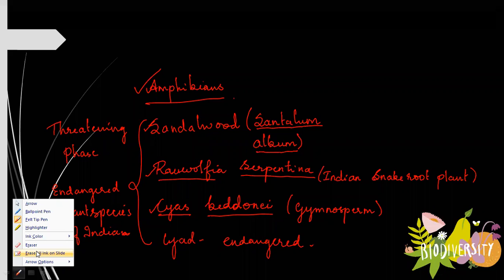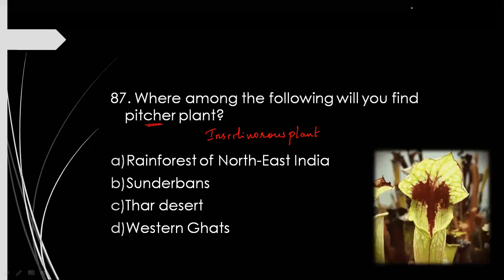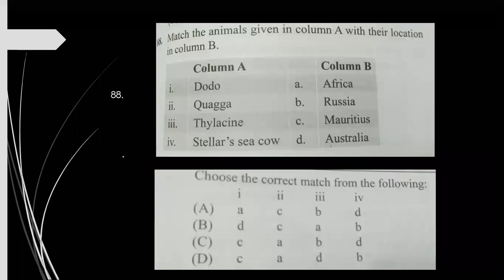Okay, so let me go to the next questions. Where among the following will you find the pitcher plant? Pitcher plant is nothing but Nepenthes. Where among the following can you see the picture here? Yes, very good. Rainforest of Northeast India. The answer is rainforest of Northeast India. So the answer is A.